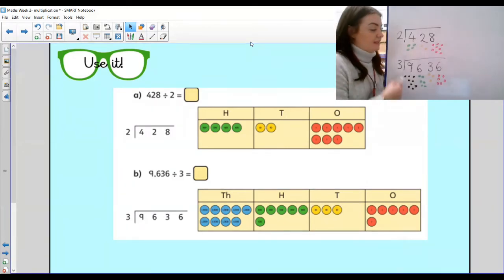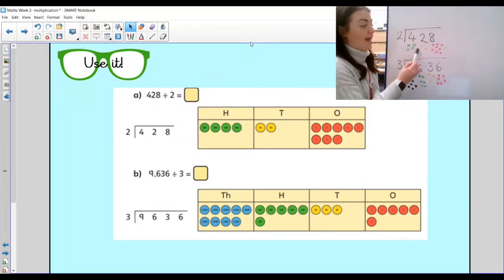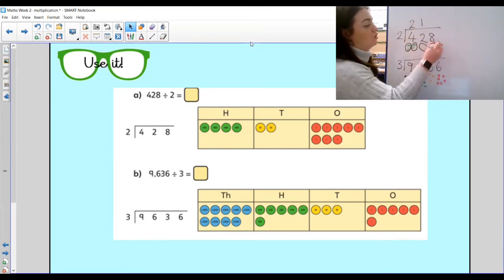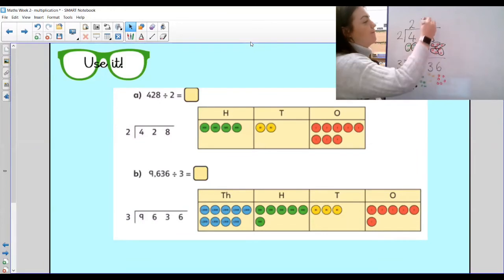Wonderful. So as you can see here, I've just set them up. I've got my counters underneath to help me visualize it. Now simply, how many 2s can I make? How many groups of 2 can I make from these 400s here? I can make 2 groups. How many 2s can I make from this group here? I've got a 2, so obviously 1 group. And how many lots of 2 can I get from these 8 ones here? 1, 2, 3, 4 groups.